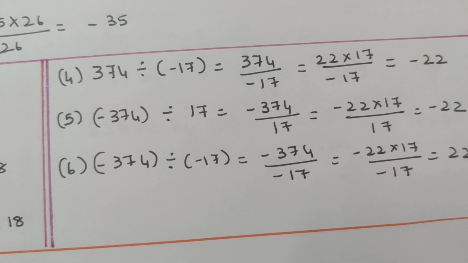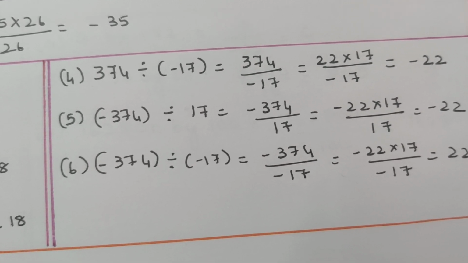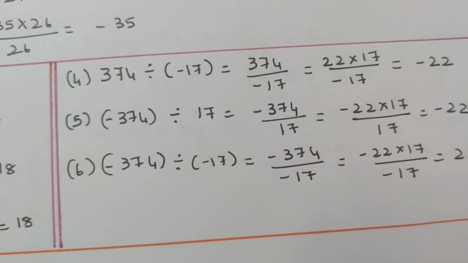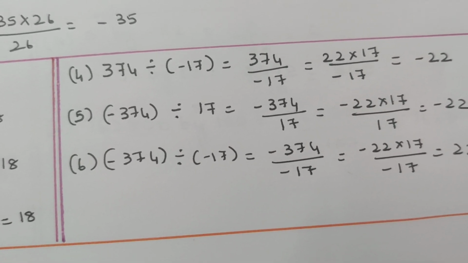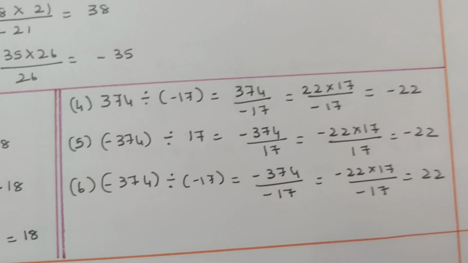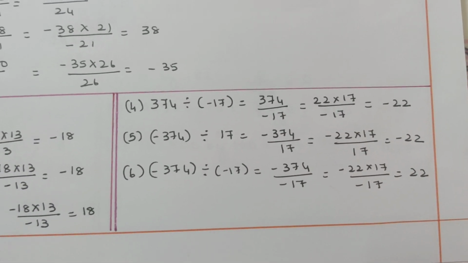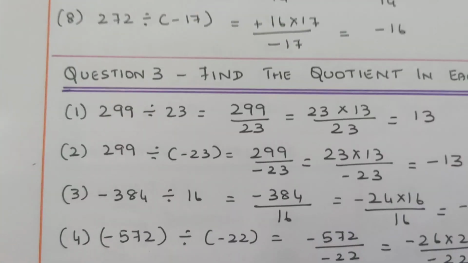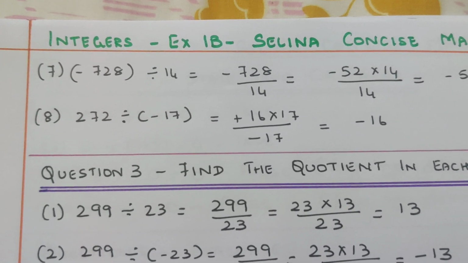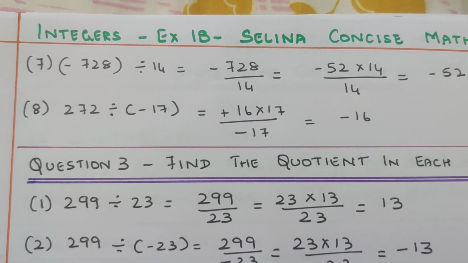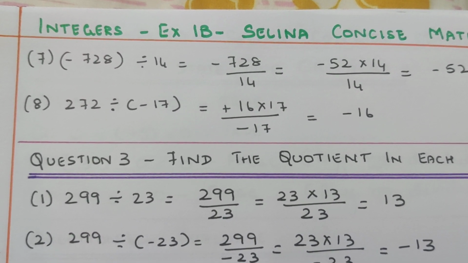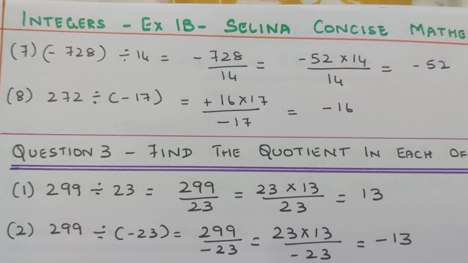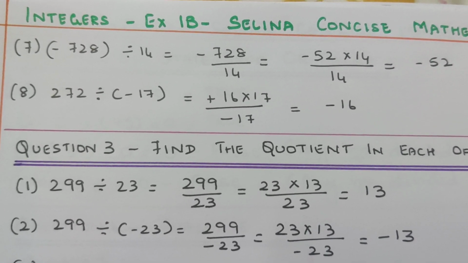Now we have minus 374 divided by minus 17. Therefore it is 22. Since there is negative sign in both numerator and the denominator, minus divided by minus is equal to plus. Hope it is clear, and we are still left with two sums in your second question, that is minus 728 divided by 14. I split 728 as minus 52 into 14 by 14. The answer is minus 52 because minus divided by plus is equal to minus.